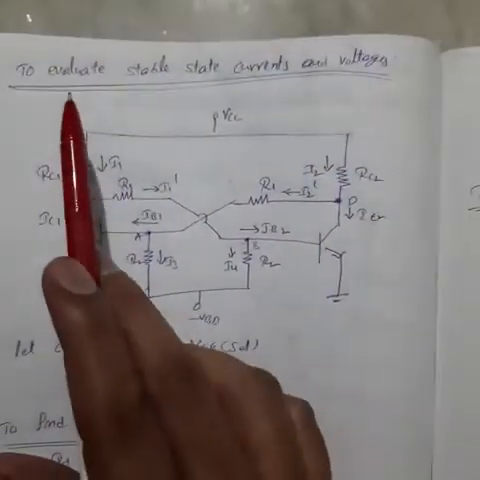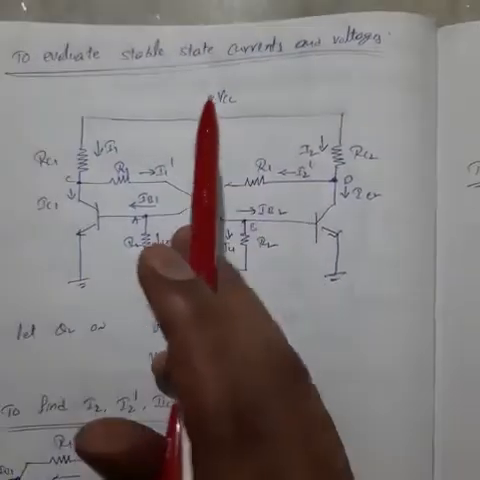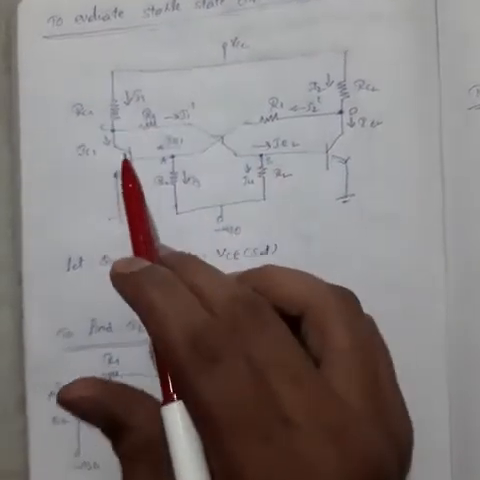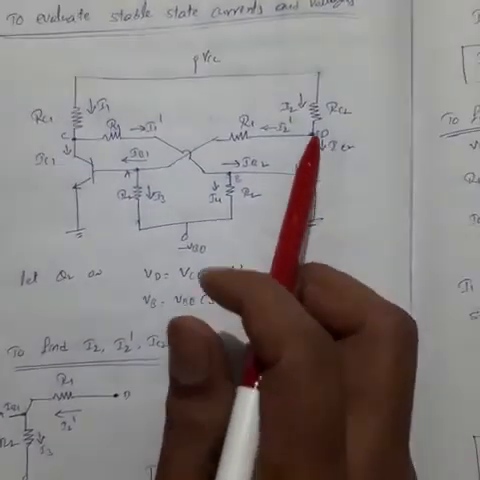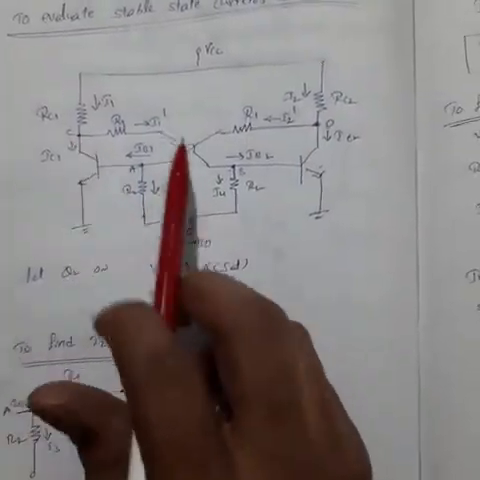Today we will discuss the evolution of stable state currents and voltages in the bistable multivibrator. First of all, see the bistable multivibrator circuit. This is made of two cross-coupled transistors, that means one transistor's output is connected to the input of the second transistor.